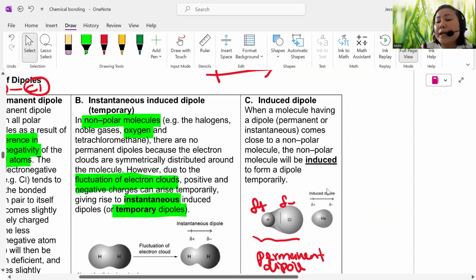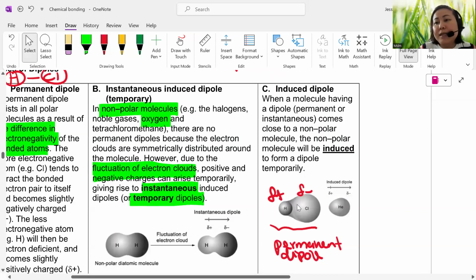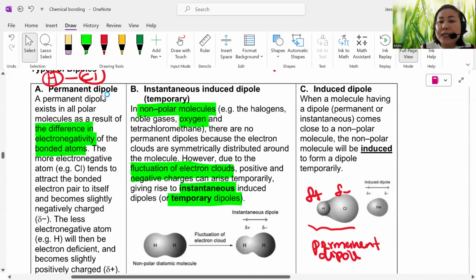And this gives rise to an induced dipole. The induced dipole will stay there as long as the HCl is still around. The moment you remove this HCl, it will revert back to a symmetrical electron cloud, and this induced dipole will be gone. So in a way, it's not permanently there, unlike the permanent dipole moment.